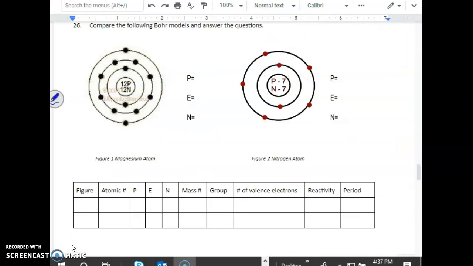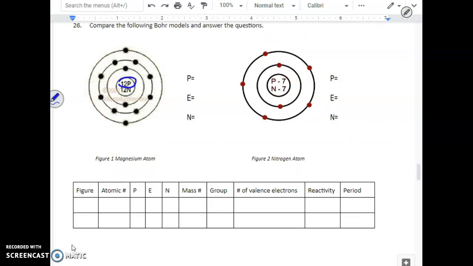Okay, so for figure 1, I can see that I've got 12 protons. That tells me that I'm in magnesium. So 12 protons, all of these 3 numbers are going to be the same. It also tells me right here in the nucleus that I've got 12 neutrons. My mass number is going to be, find out our mass by protons plus neutrons. So 12 plus 12 is going to be 24 AMU.